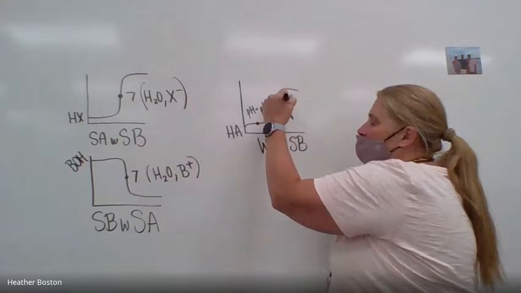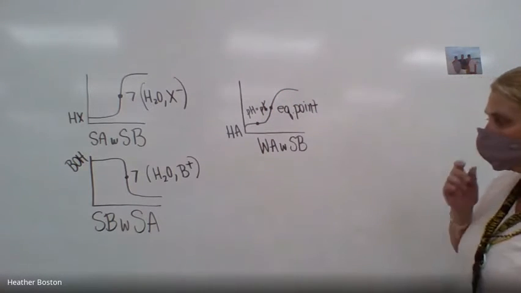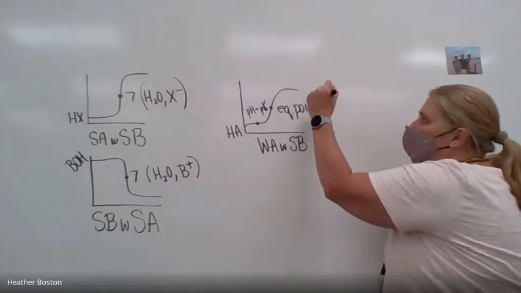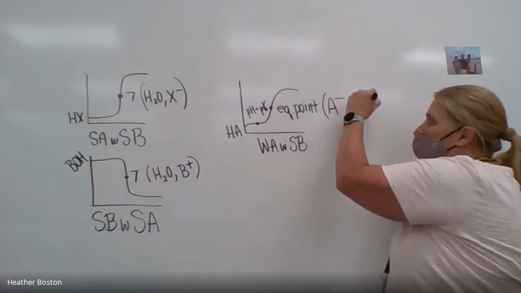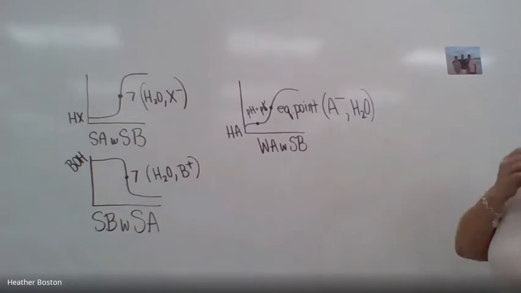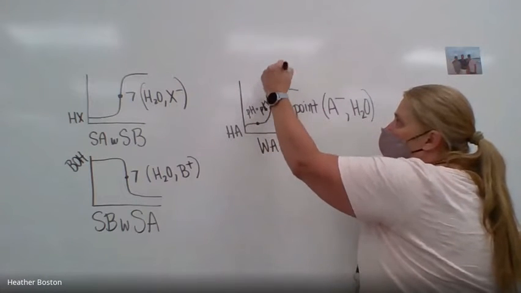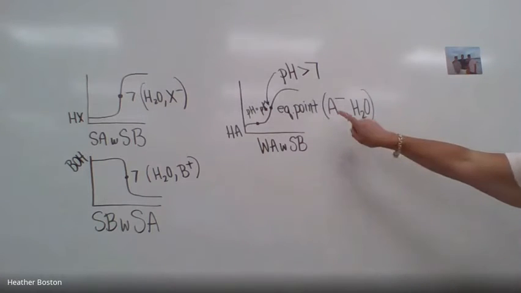This right here is the equivalence point, just like in our others. But at the equivalence point, you've added enough OH to pull off all of the H pluses. So at the equivalence point, you will have, again, water. But this time, at the equivalence point, I have the conjugate base of a weak acid, which is a weak base. So at the equivalence point, my pH is going to be greater than 7 because I have a weak base in solution.